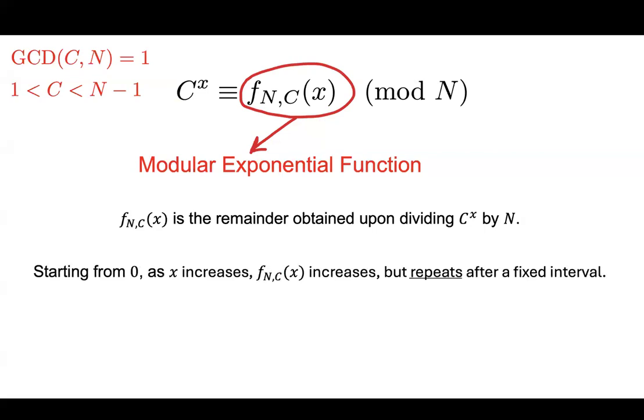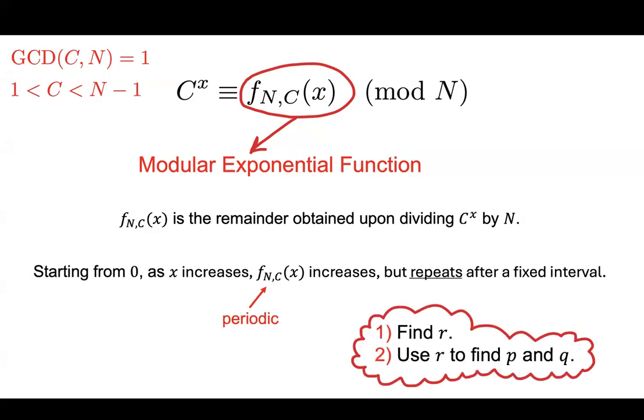Starting at 0, as we increase the whole number variable x, f increases, but after a fixed interval, acquires the same values again. That makes f of x a periodic function. The idea in Shor's algorithm is to find that period r and use it to determine p and q.